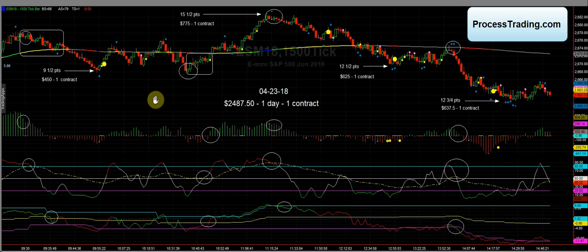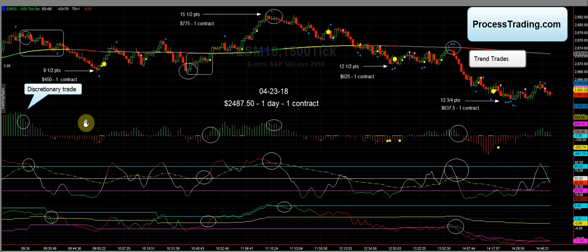I'll first explain the process trading right edge trading system in a little bit of its context. There's two types of trades that can be taken. It can be trend trading, which follows the price bars, the candlesticks up here, along with the process trading VWAP signal and the timing alert dots. I'll explain some more of that in a minute. So you can do trend trading, or you can do discretionary trading, which is what I'm also going to show you here.